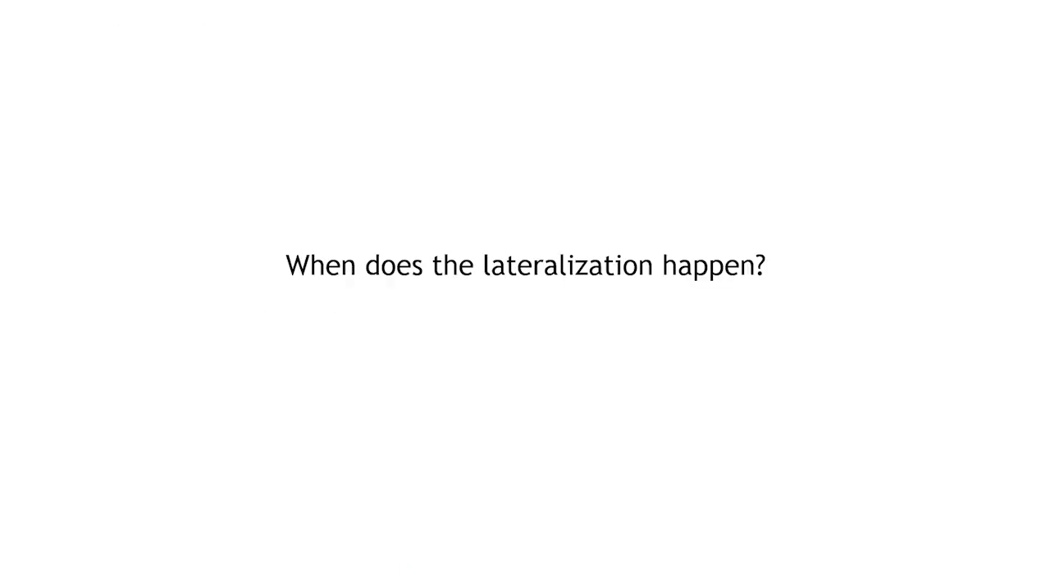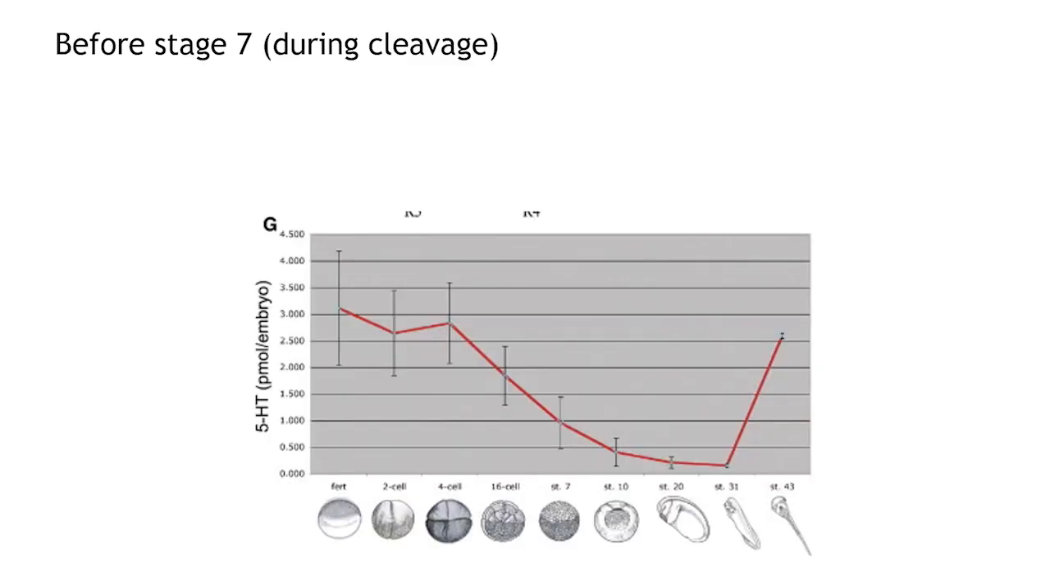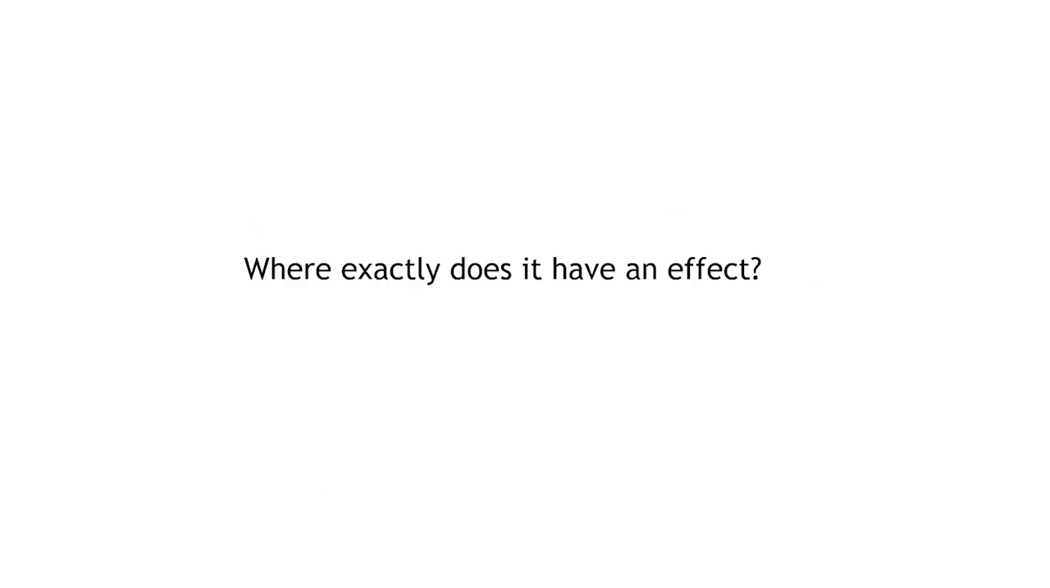Next question. When does the lateralization happen? When we compare the outcomes of manipulations in the different cell stages and look at the serotonin concentrations over time, we can conclude that serotonin is probably most active from the 4-cell stage until stage 7, so to the end of the cleavage phase. So now we know when, but where exactly does serotonin affect the embryo?